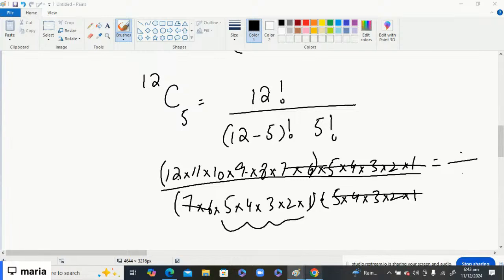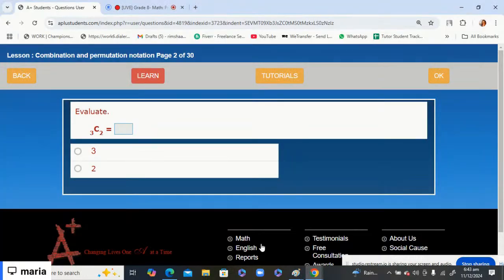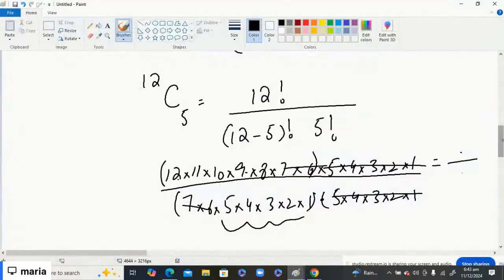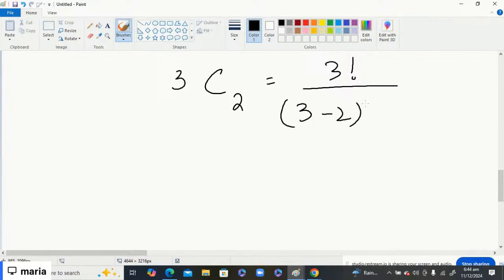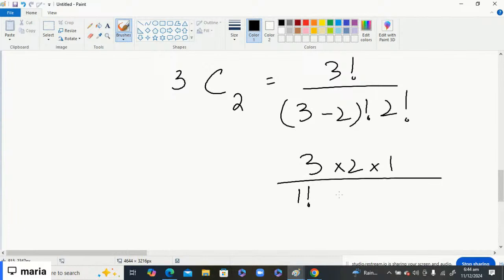Okay, here is the question 3C2. Let's do it. This is easy. 3C2: 3 factorial over 3 minus 2 factorial and 2 factorial. 3 factorial is 3, 2, and 1. 3 minus 2 is 1 factorial, and here it's 2 times 1. This cancels. Answer is 3.